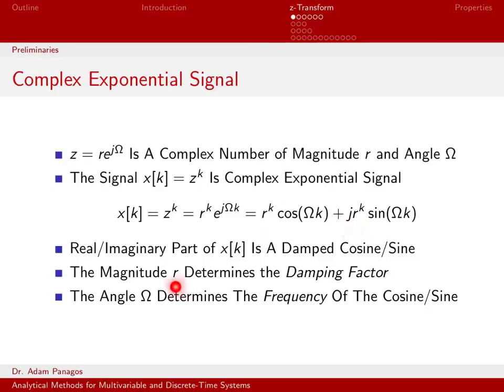R is what we call the damping factor. If r is greater than 1, as time gets large, the signal blows up. If r's magnitude is less than 1, this is something that decays to 0 as time gets large. And the way that it oscillates is based on the angular frequency omega. So how quickly this oscillates in time is a function of omega. So what we really have here is just a complex damped cosine and sine term.